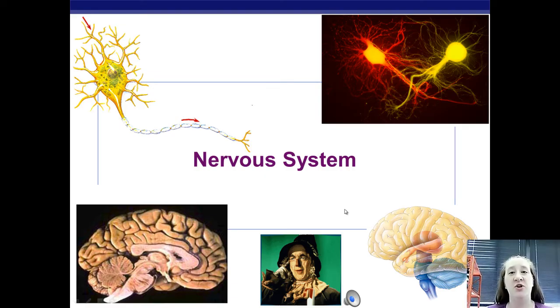Alright guys, today we're going to talk about the nervous system and how specifically your neurons function. Neuron function is all about transport. It's all diffusion and active transport. So it makes sense to talk about it while we've been looking at other parts of membrane transport.